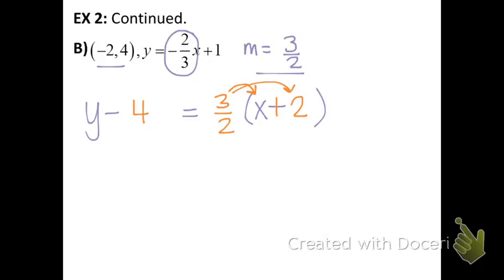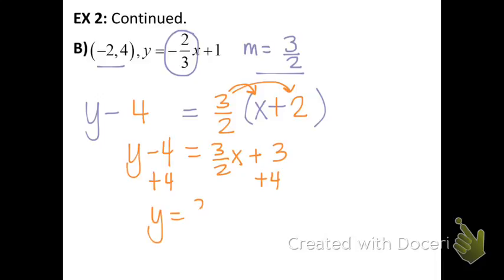We'll distribute 3/2. And 3/2 times 2 is just 3. Then we add 4 to isolate y. And we get y equals 3/2 x plus 7.